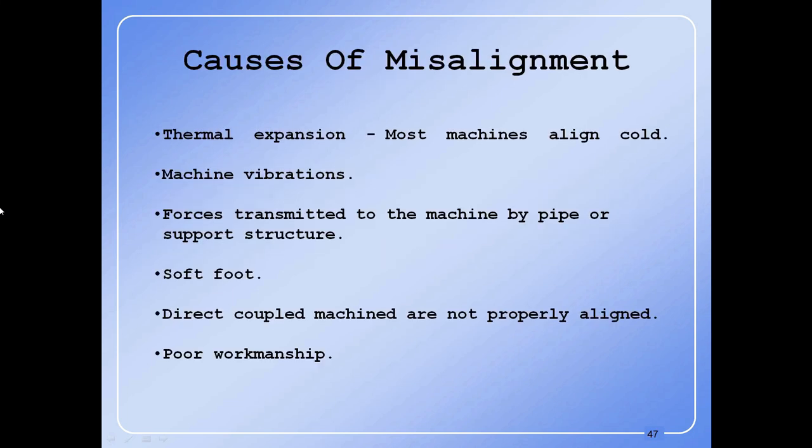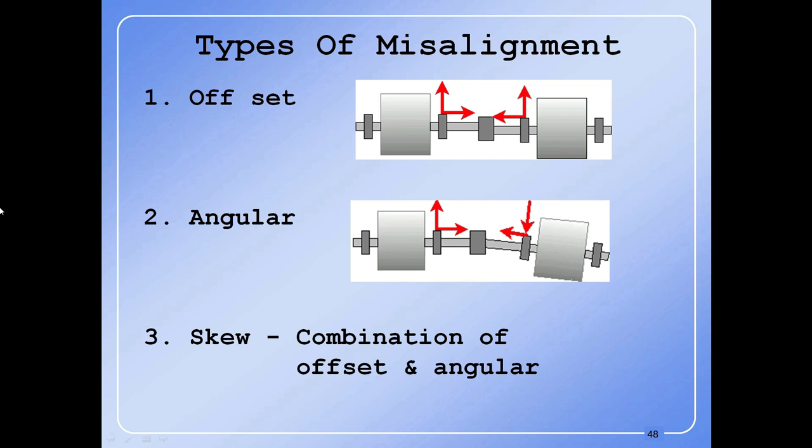Misalignment. Causes of misalignment: thermal expansion, since most machines are aligned cold; machine vibrations and forces transmitted to the machine by pipe or support structure; soft foot; direct coupled machines that are not properly aligned; poor workmanship. Types of misalignment: offset type, angular type, skew, and a combination of offset and angle.